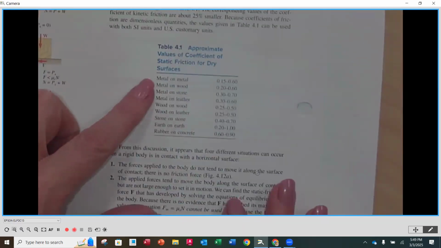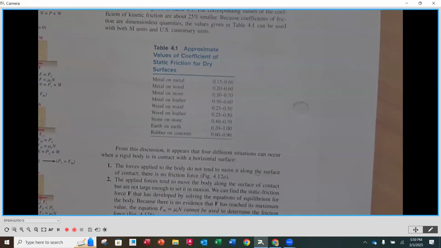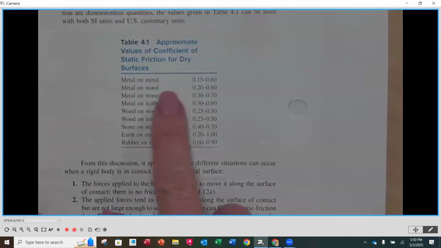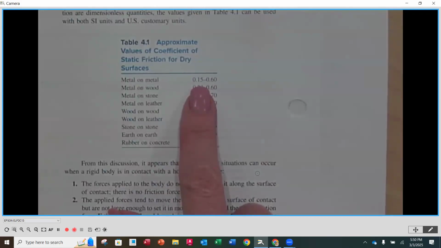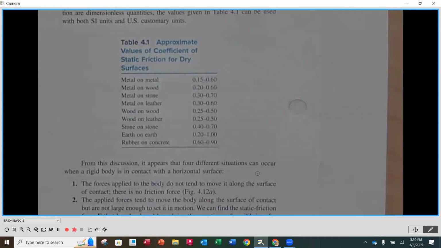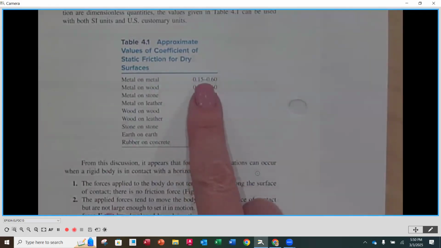So on page 204, table 4.1, there is a list here of common materials that are in contact with one another on a semi-regular basis in industrial applications. But these are the ranges of the coefficients of friction. So for instance, if we have metal on metal, there's a range here of 0.15 to 0.6. Now you can imagine that's going to depend on the surface finish, obviously, how rough or smooth that finish is. So that's why there is a range there.